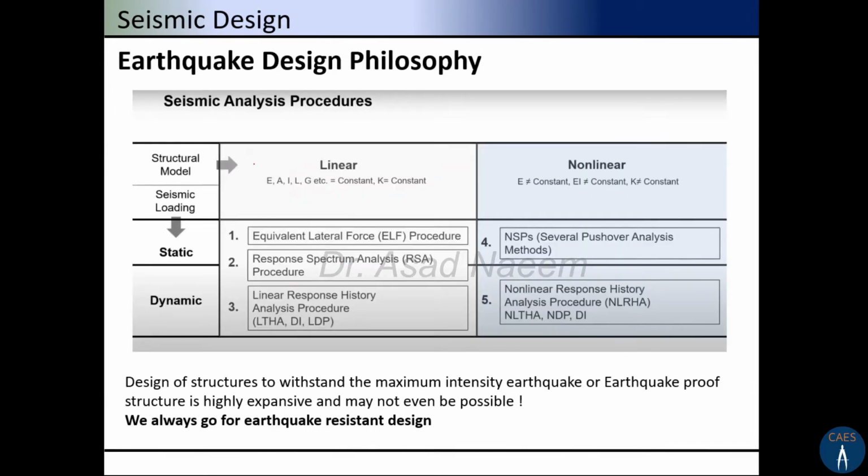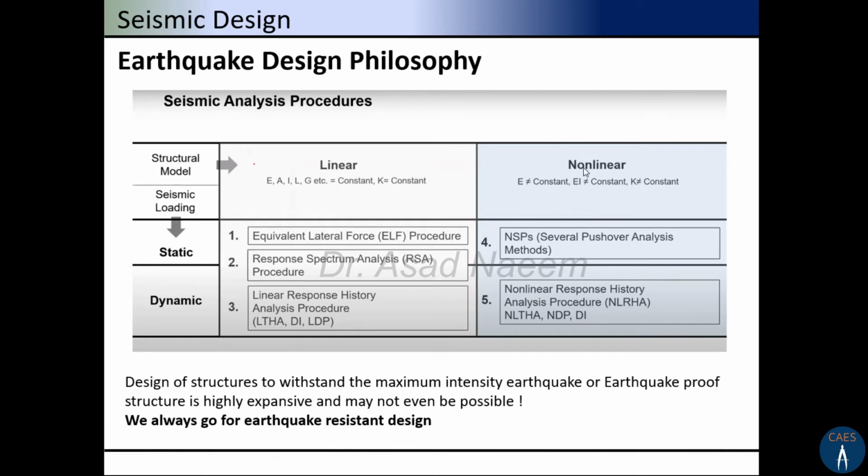There are different analysis procedures to analyze the building structure and then design it for earthquake-resistant structures. There are structural models: one is linear, another is non-linear. In linear models, stiffness, Young's modulus, cross-sectional area, moment of inertia, and geometry are all constant, and hence they produce a stiffness matrix K which is also constant. So the linear model follows the simple Hooke's law, F equals Ku. This will not change.